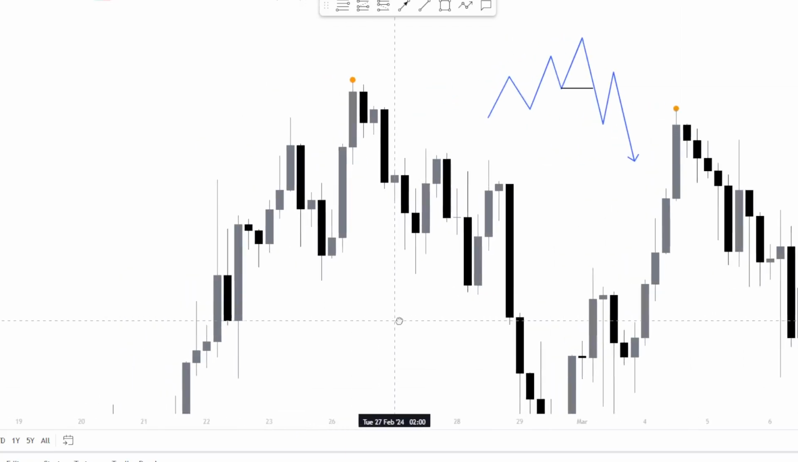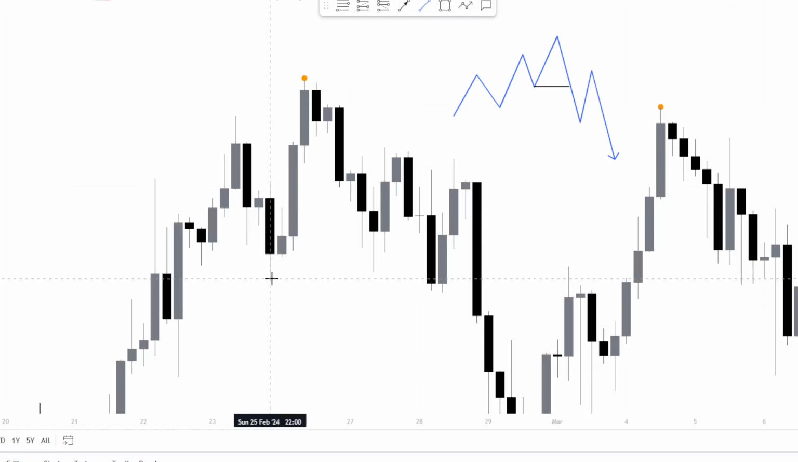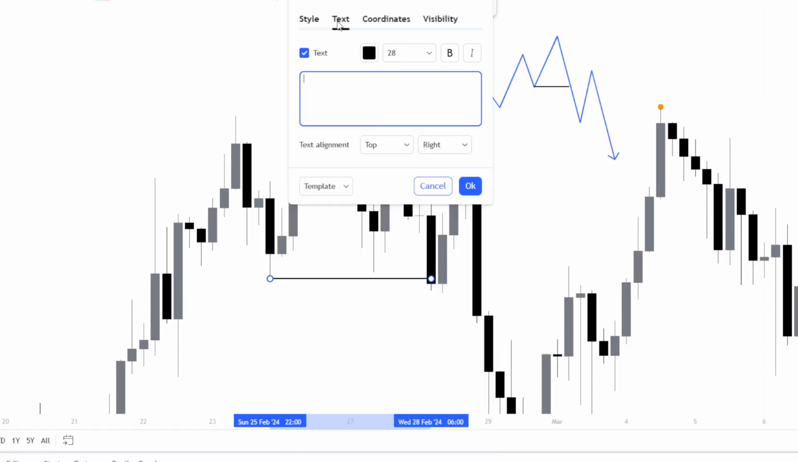And to mark out the change of character here on GJ, it's pretty simple. We see the change of character right over here. The change of character was on the 28th of February, so that's right at the end of last month, right? Here's our change of character on the 4-hour.